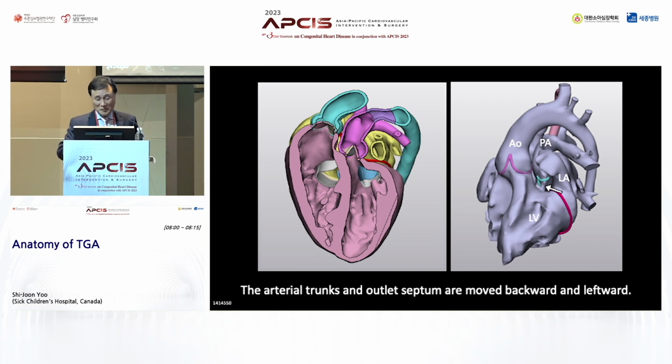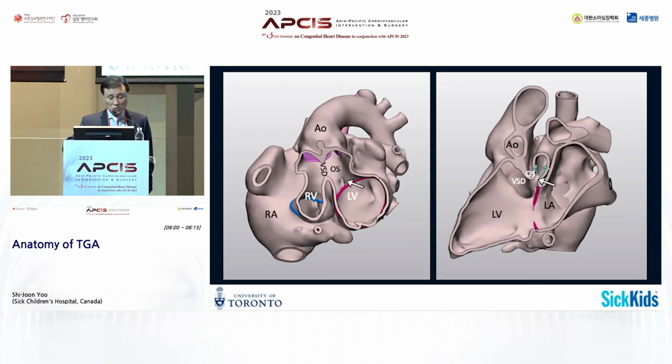So here, because of posterior displacement, the subpulmonary outflow tract is narrow. That is in contrast to the other anterior malalignment, where the subaortic outflow tract is narrow. That is the difference. So here inside the heart, right ventricle, left ventricle, the VSD is here. The aortic valve is overriding, so the pulmonary outflow tract is very, very narrow here.